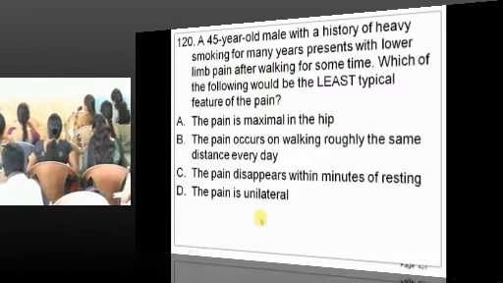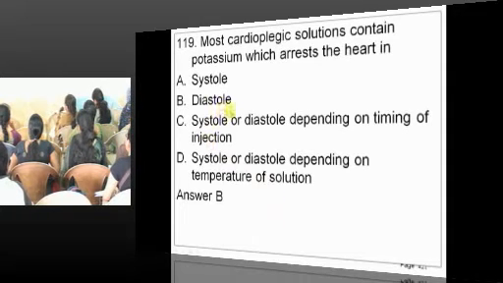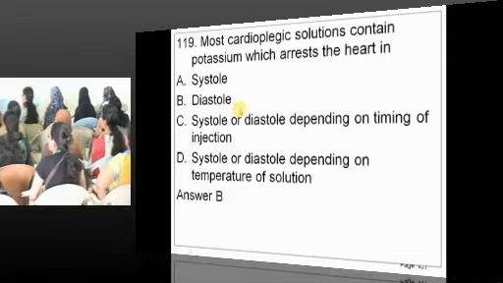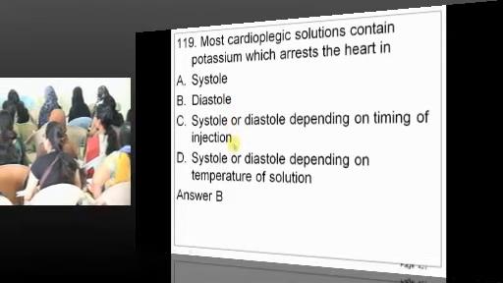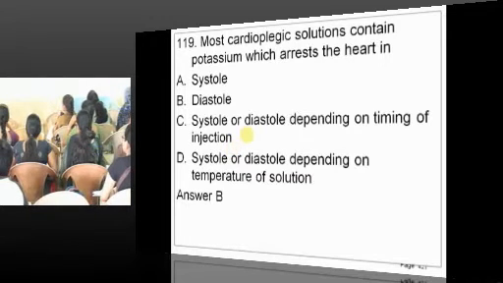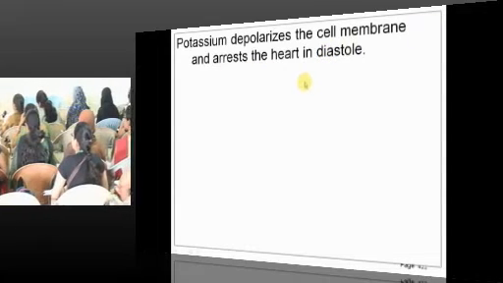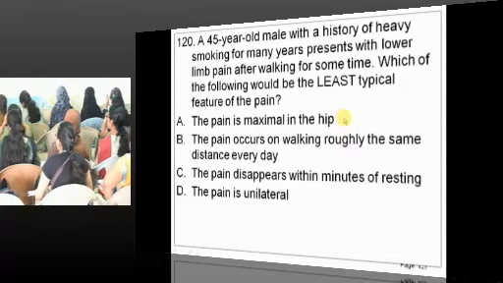Sir, asystole is a symptom of hyperkalemia, no sir? Asystole is a feature of hyperkalemia, but there the reason is ventricular fibrillation leading to VT, VF and cardiac arrest. In this case, potassium depolarizes the cell membrane and arrests the heart in diastole. That's the idea.